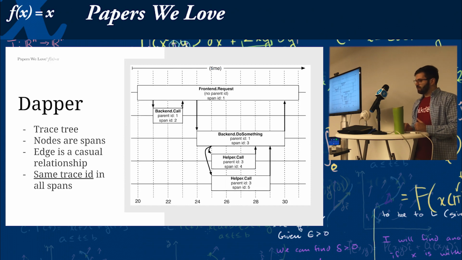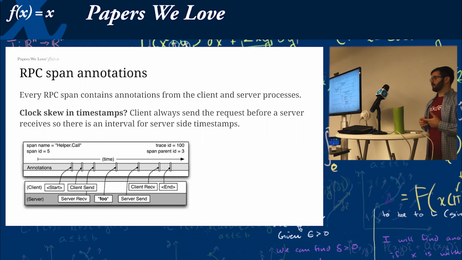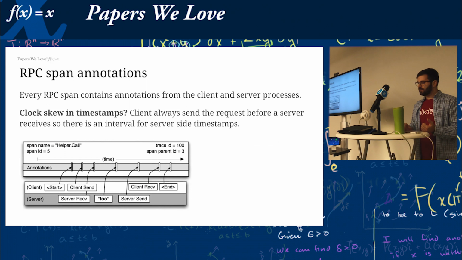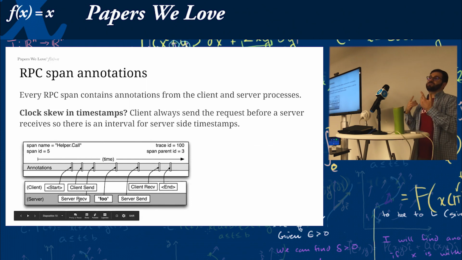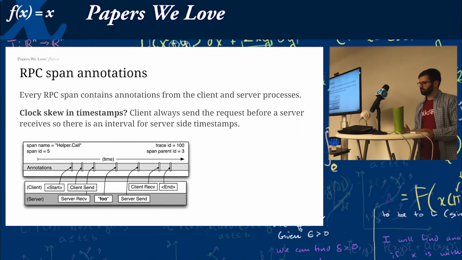Each node is called a span. They share the same trace ID. That's the way they are linked. And an edge is a dependency, the request. Okay? That's just the model of Dapper. It's simple. Okay? So in these requests you can have clock skew in the timestamps because it's a distributed system, so Google used an interval for the server timestamps. And that's it about RPC span notations.